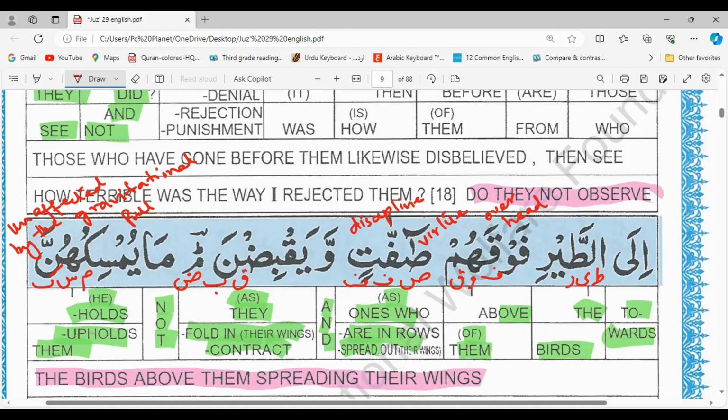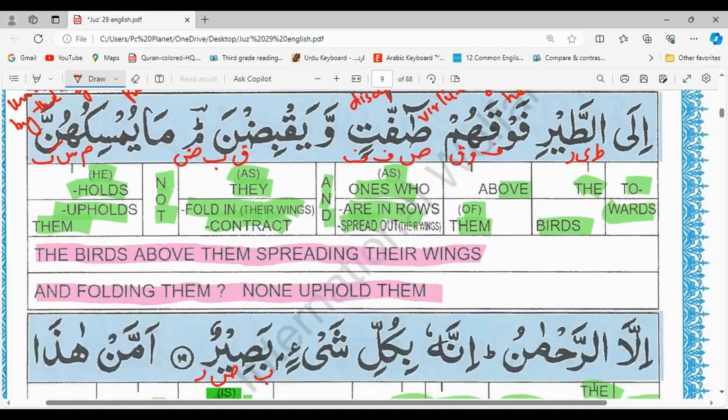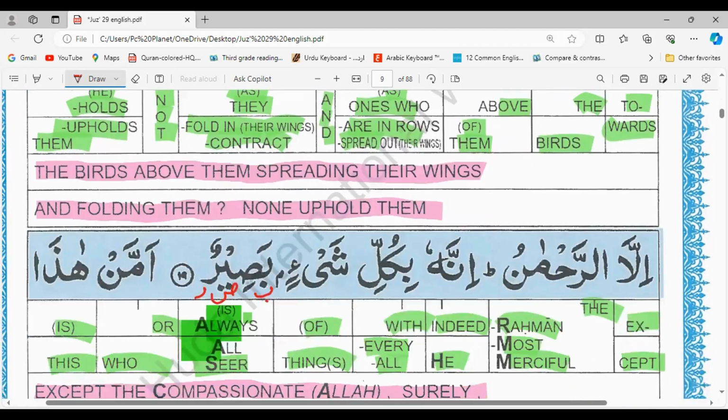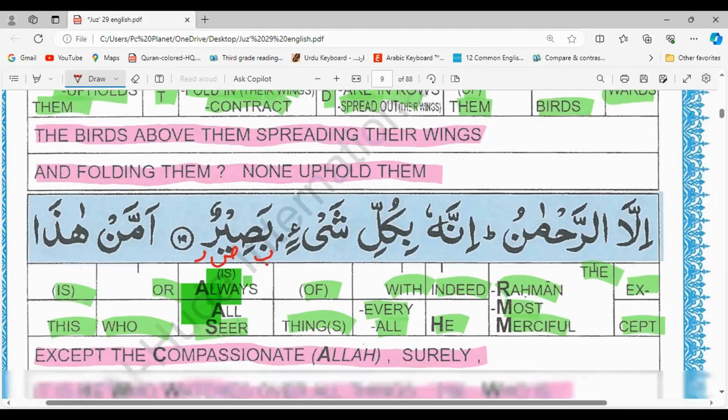Ma yumsikuhunna, he holds or upholds or sustains them or suspends them, meaning that he keeps them flying in the air and does not let them fall down. This is Allah subhanahu wa ta'ala who is controlling them, and the birds in their flight remain unaffected by the gravitational pull and they don't fall down on the ground. Ma yumsikuhunna, no one is sustaining them, keeping them flying in the air, illa Rahman, but only the Rahman, the most merciful. Illa is except. Innahu, indeed he, a pronoun for Allah subhanahu wa ta'ala. Bi is a preposition meaning with. Bikulli shay'in basir: he is with everything, shay means thing. Allah subhanahu wa ta'ala is with everything, basir, he is watching, looking over, guarding over everything. So this is the word for word meaning of verse 19.